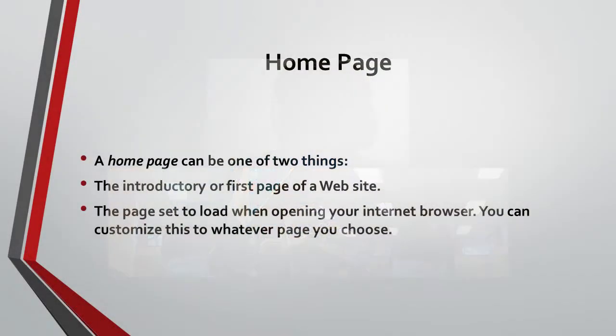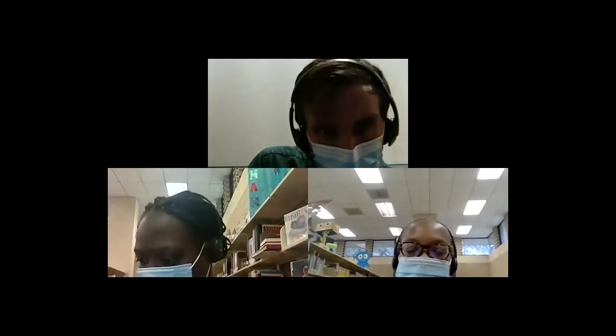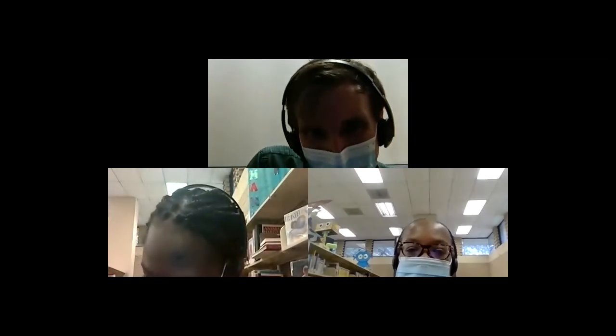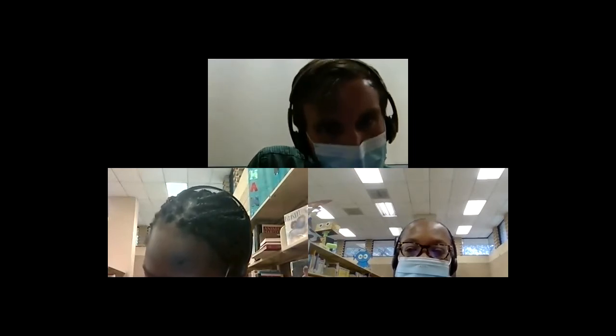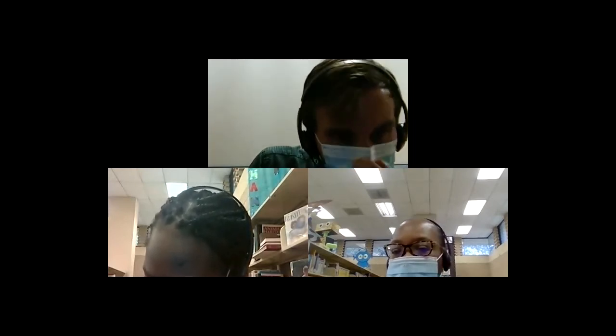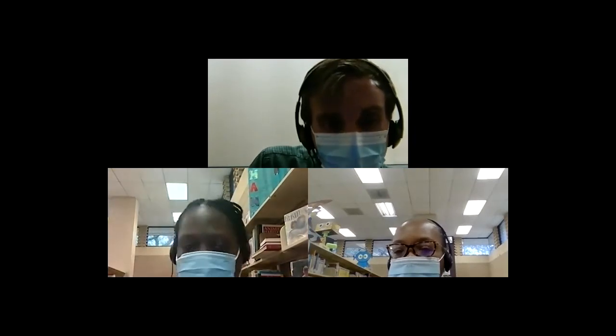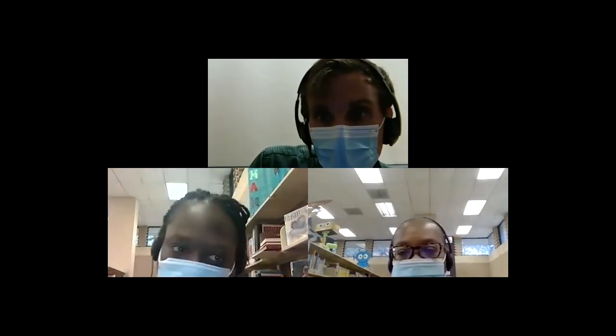A home page could be two things: the introductory or first page of a website, and also the page set to load when opening your internet browser. You can customize this to whatever page you choose. So for example, when you access Google Chrome, the page that came up when you clicked on the icon would be an example of a home page.